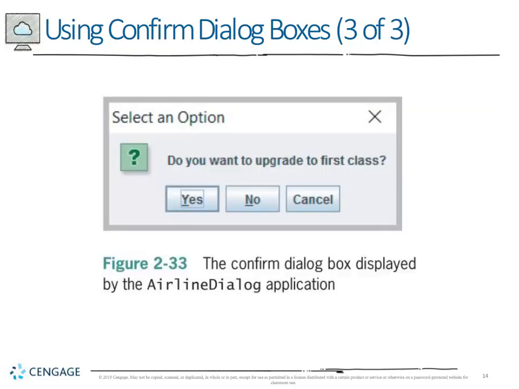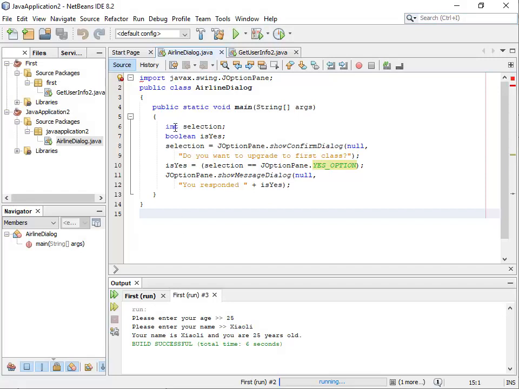The show confirm dialog method of the JOptionPane class is a quick and easy way to get user input by asking a confirming question like yes, no, cancel. The show confirm dialog can be called using the following combinations of parameters. In this program, we have a variable selection. We have a boolean, if else. So selection equals JOptionPane dot show confirm dialog, null, and a given message, say, do you want to upgrade to first class?